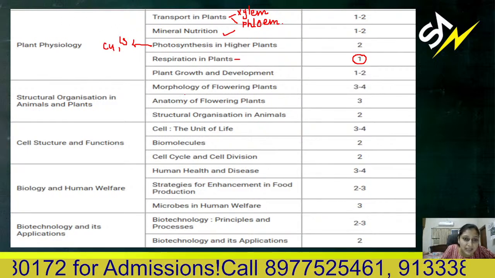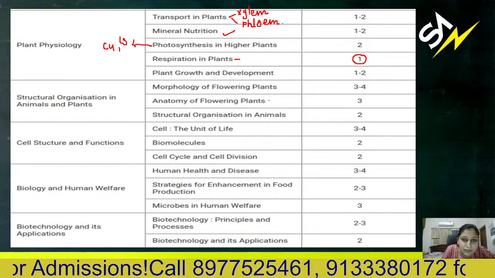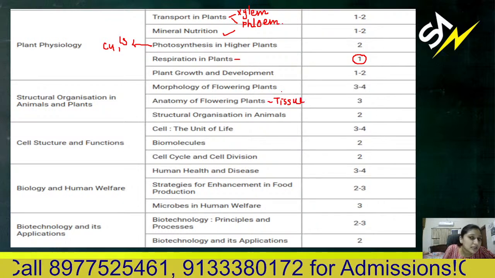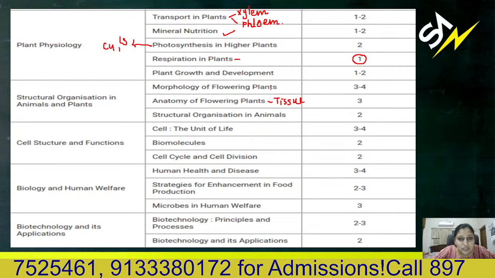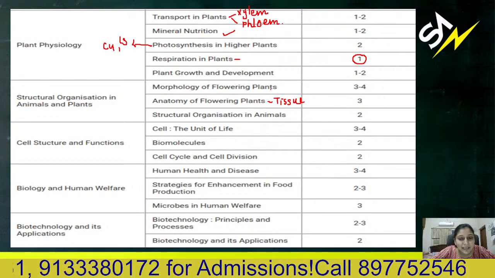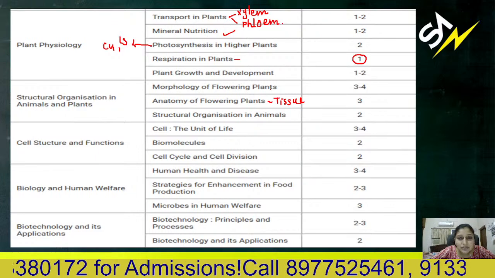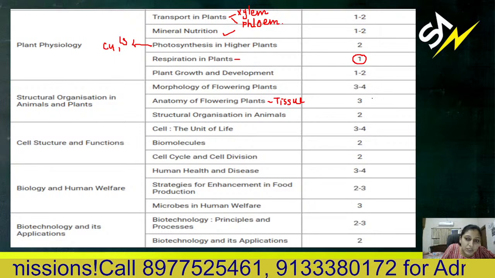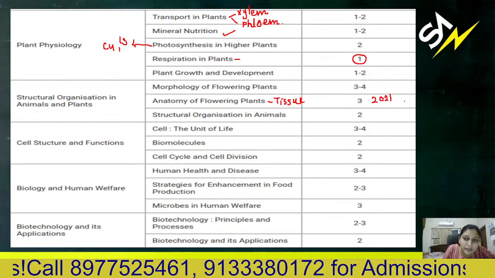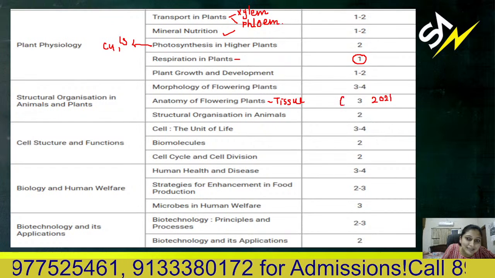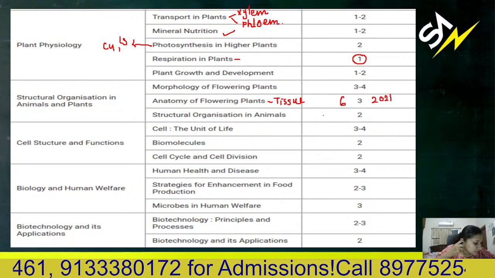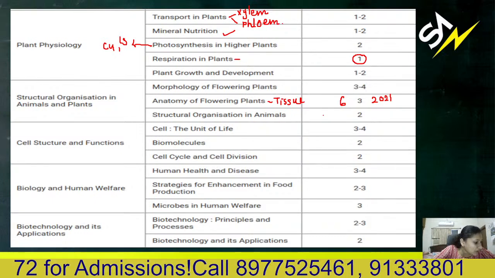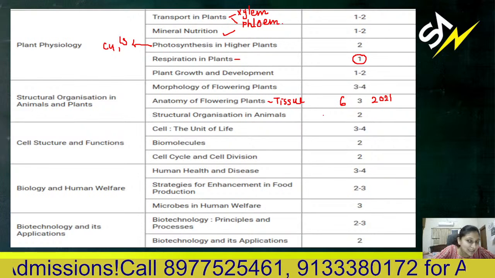Sorry, the second chapter is anatomy of flowering plants. Here we will be discussing tissues: plant tissues in detail. You will mostly get 3 questions from that. But in NEET 2021, they asked 6 questions from this. So sometimes it happens; these are average numbers of questions, but sometimes they exceed that.